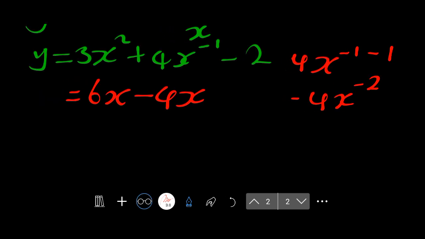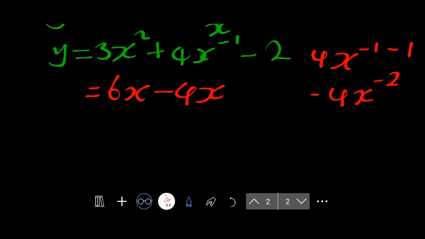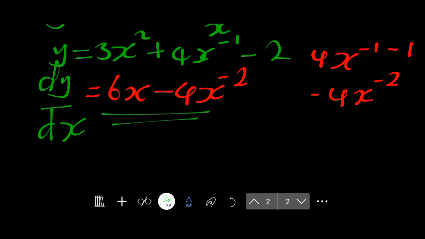So this one will be 6x minus 4x to the power negative 2. Then when we differentiate this one, minus 2 will remain with 0. The constant will be 0, and then this side will be 6x minus 4x to the power negative 2. So we have differentiated that one. So the answer is dy, we've differentiated dy with respect to dx. So this is the answer.